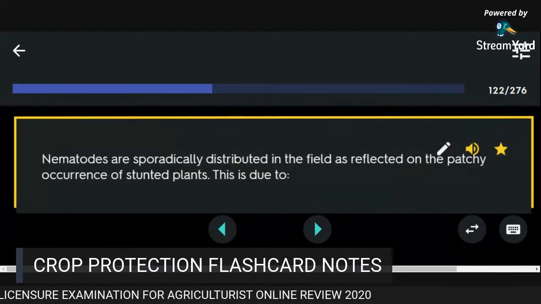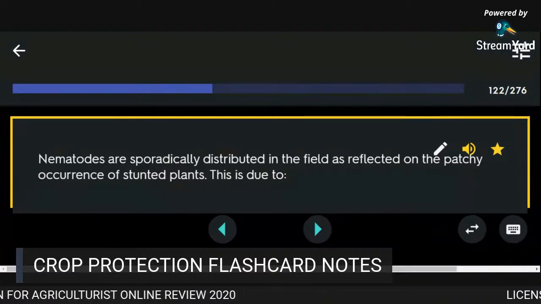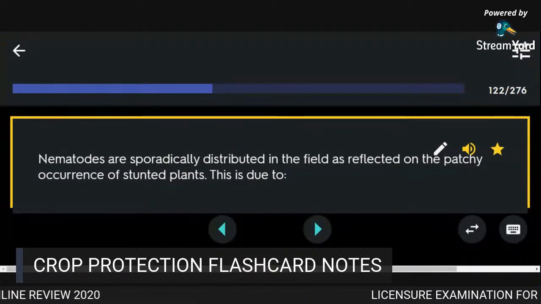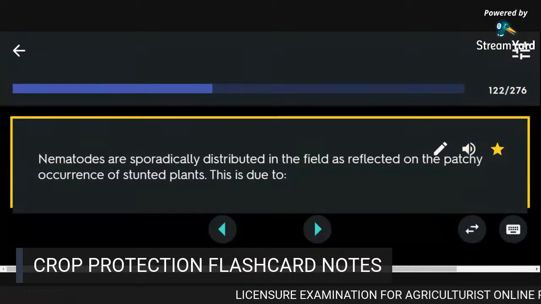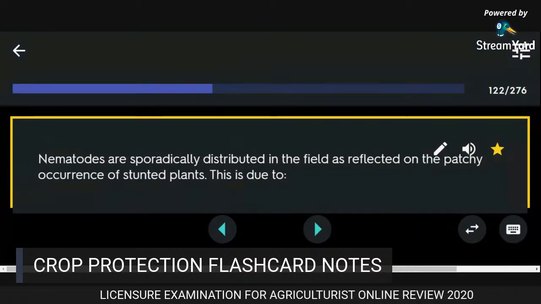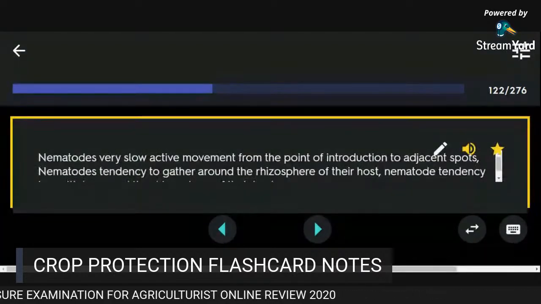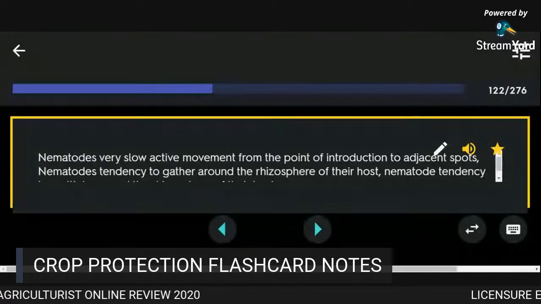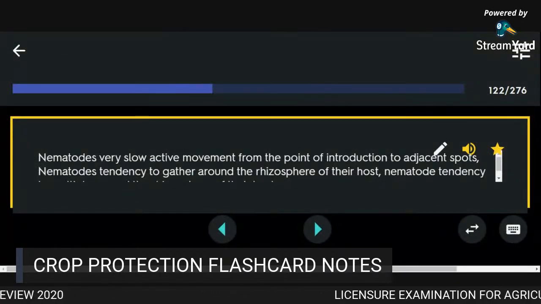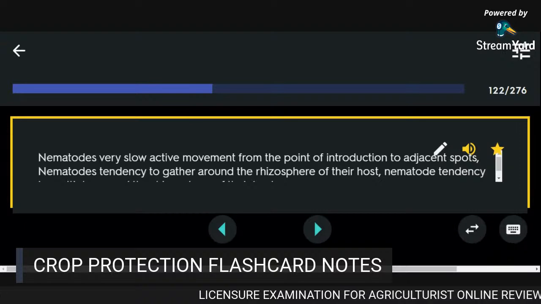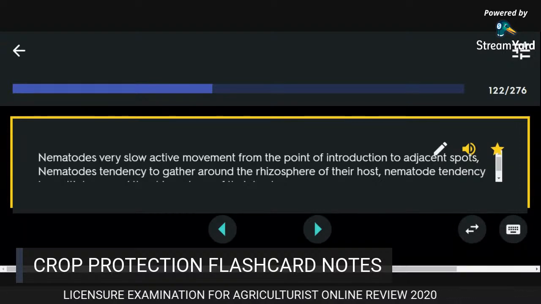Nematodes are sporadically distributed in the field as reflected in the patchy occurrence of stunted plants. This is due to nematodes' very slow active movement from the point of introduction to adjacent spots. Nematodes' tendency to gather around the rhizosphere of their host. Nematodes' tendency to multiply around the rhizosphere of their host.